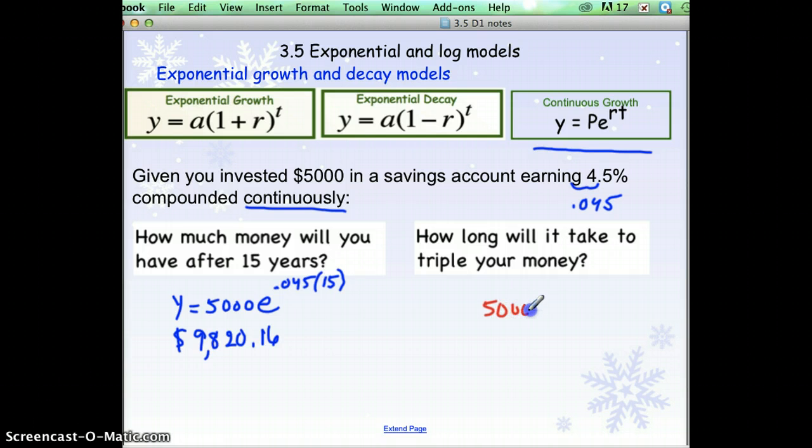Okay, so again, we started with 5,000 and we've got e to the 0.045, and it's asking how long, so we don't know what t is. We're going to solve for t. Well, what does it equal when you triple your money? So tripling would be 3 times 5,000, so 15,000. Okay, now in order to start solving, we have to isolate the exponent. So we have to divide out the 5,000. So 15,000 divided by 5,000 is 3, which makes sense because we tripled.